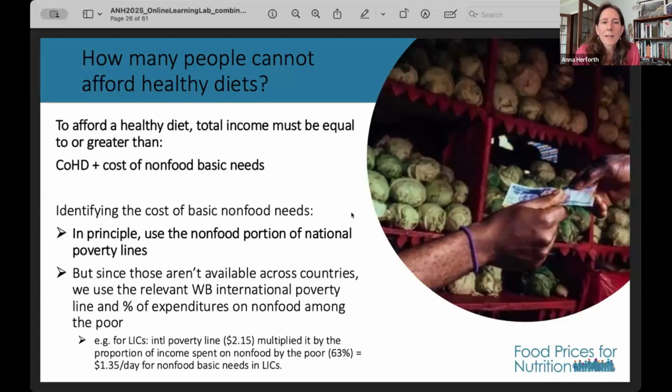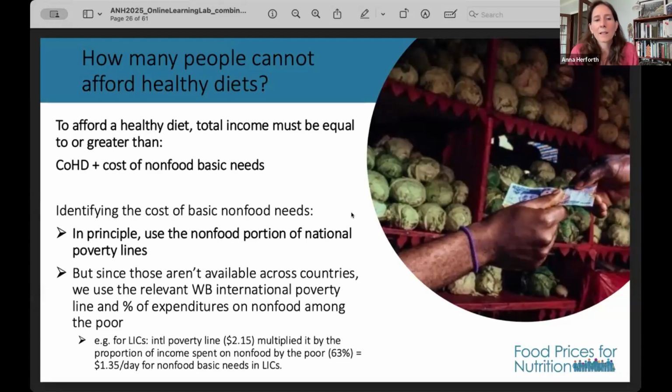We don't actually have a database of those national lines across countries, so we do use the World Bank International Poverty Lines, and we look at the percent of expenditures on non-food among the poor. So for example, in low-income countries, the poor tend to spend 63% of their income on average on non-food. And so if we take that 63% of the international poverty line, which is $2.15 for low-income countries, it's different for higher income countries. So this is just talking about how it works.